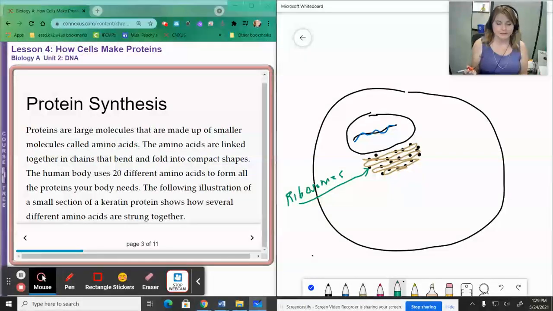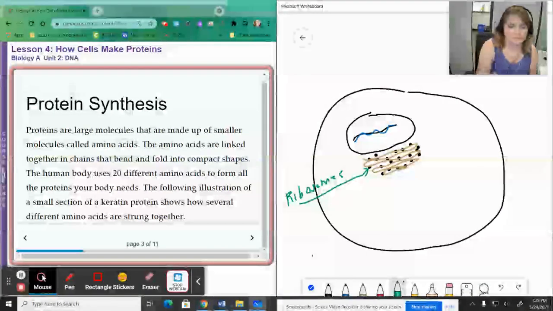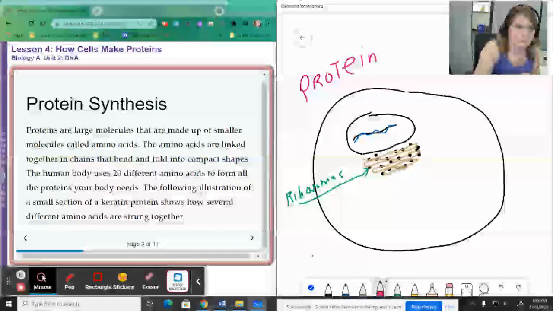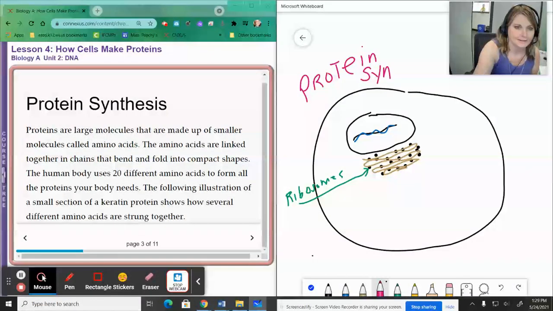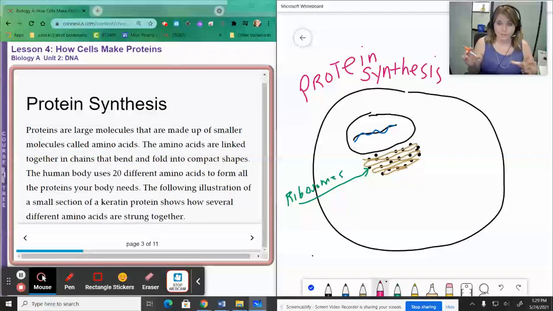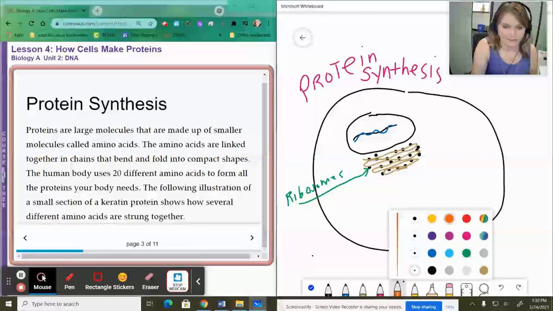So the process of protein synthesis, which is what we're learning about, and I'll title this up here, has two main steps. The first one is transcription. Transcription takes place inside of the nucleus, okay? So let's see if I can write this really small inside the nucleus.